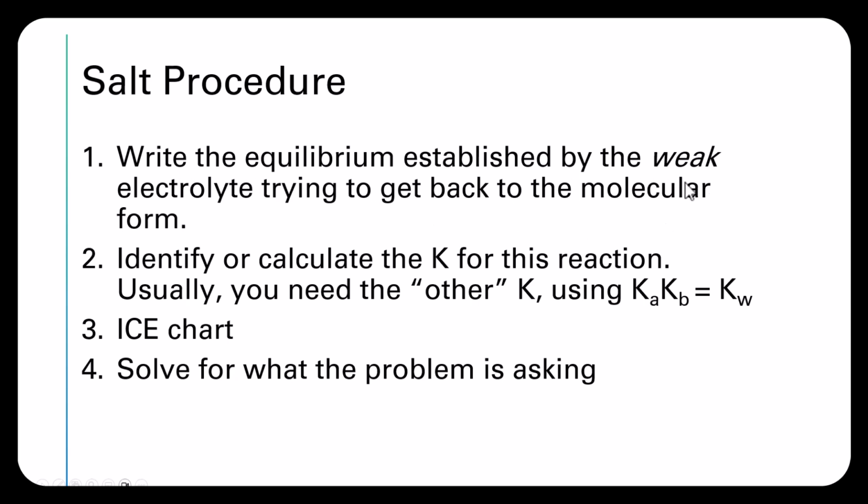So salt procedure: write the equilibrium established by the weak electrolyte, trying to get back to the molecular form. That's what the anions and cations of weak electrolytes do. They react with water to try and get back to their more stable molecular forms. That's why they react with water. Identify or calculate the K value for the reaction. If it's a weak acid calculation, you need a Ka. If it's a weak base calculation, you need a Kb. Use an ICE table for your calculation and solve for whatever it's asking for, either hydrogen ion or hydroxide ion.